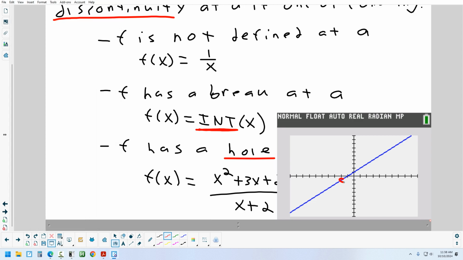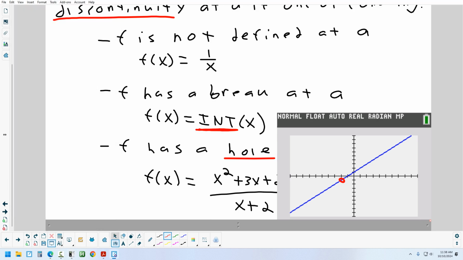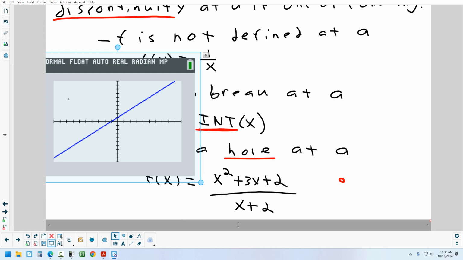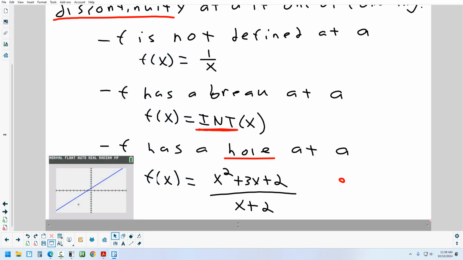-2 is right there. There is something happening, because if I go to the table and I type in -2, I get an error. I can't plug -2 in. So what's happening here is what's called a hole. When you have a hole in a graph, you can't see that it's there. The only way to see that you have a hole is to go back to the original problem.